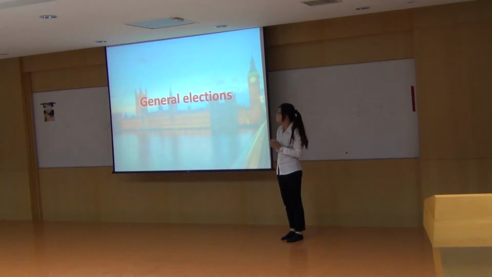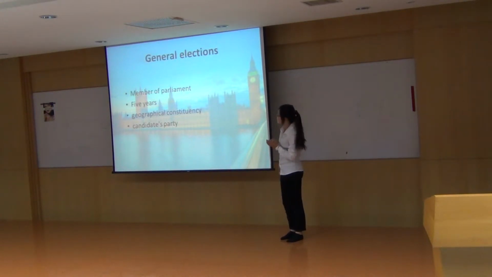I'm going to tell you about general elections. General elections refers to the election of the members of Parliament. The longest term is 5 years, but may end prematurely because of the dissolution of Parliament. Most candidates are members of a party. Their campaign goal is to win a certain geographical constituency. Most British voters cast their votes according to the candidate's party rather than their personal qualities or ideas.